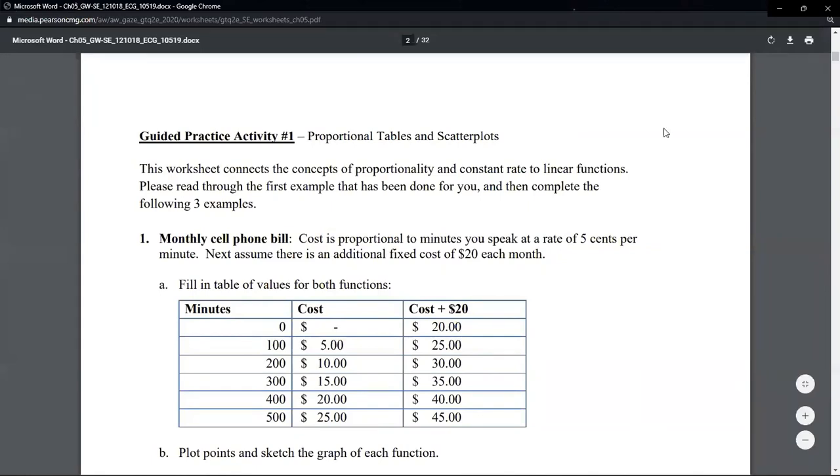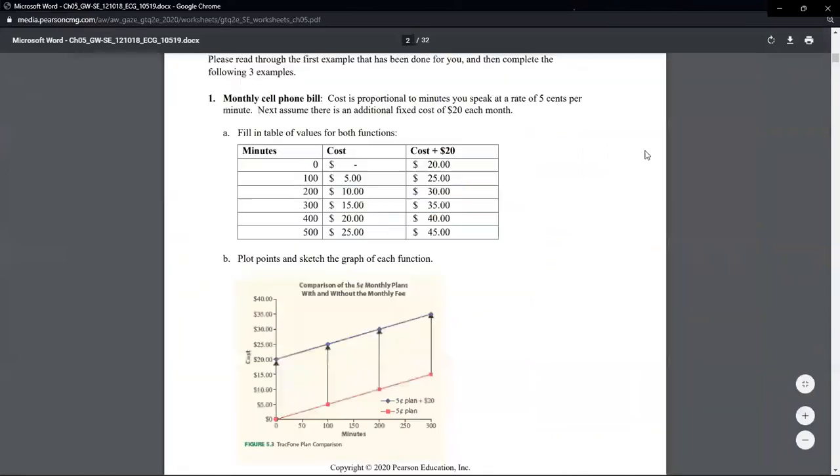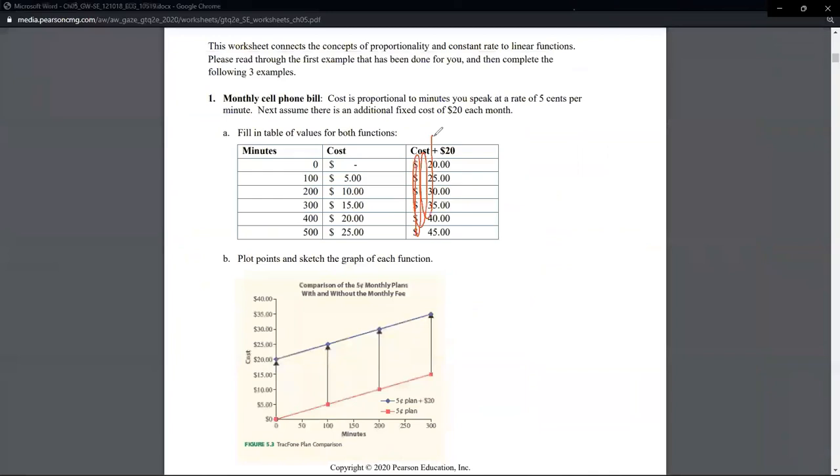So what we have here is, I'm going to go ahead and get the graph up here. If you ignore this, that's what we were just doing before, but now in hundreds of minutes. So our cost is now in dollars. So 100 minutes would be 500 cents, which is $5. 200 minutes, $10. 300 minutes, $15. 400 minutes, $20. We're only talking about the 5-cent plan, not the 7-cent plan. But again, this is not the true cost. Your true cost is over here.